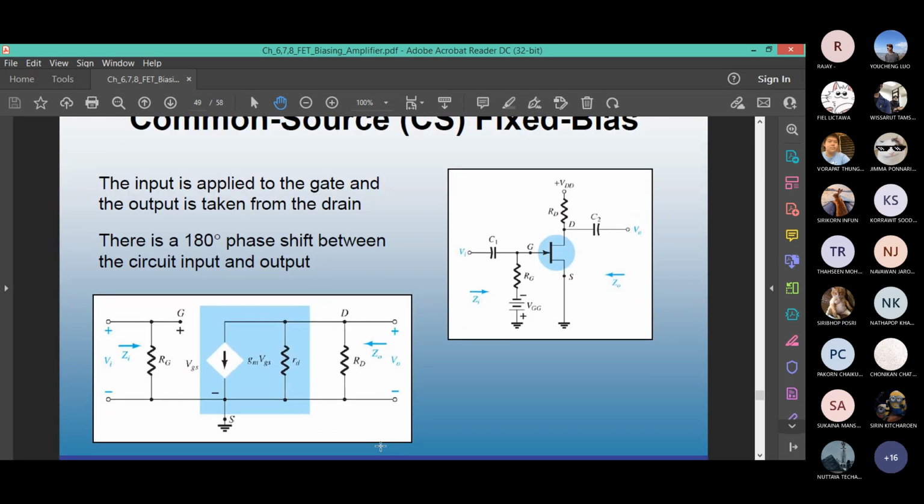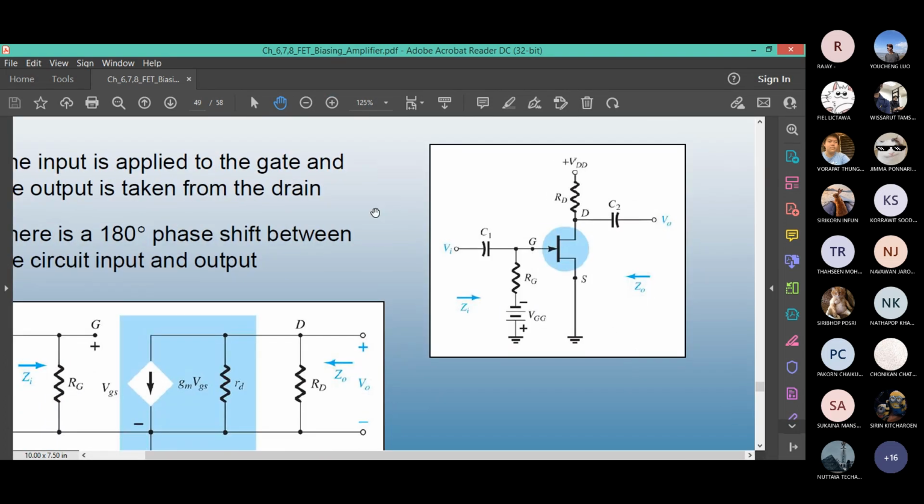How do we do the AC analysis of a JFET? Let's say you're given a fixed bias. In a fixed bias, the Q point is set by this biasing voltage. VGS equals minus VGG, and IG times RG becomes 0. The voltage drop is 0.